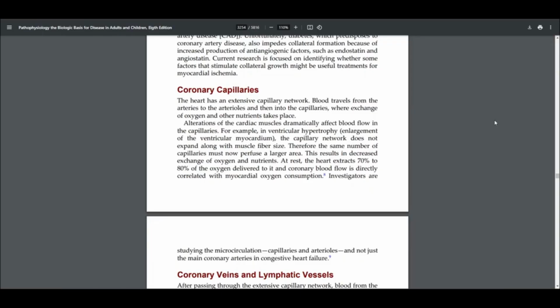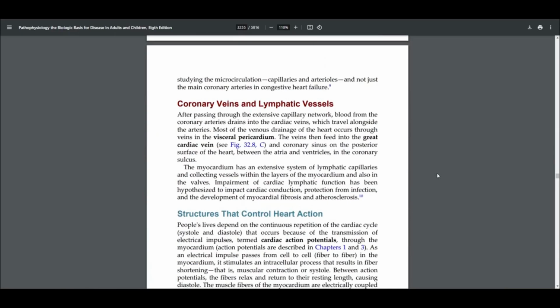At rest, the heart extracts 70% to 80% of the oxygen delivered to it, and the coronary blood flow is directly correlated with myocardial oxygen consumption. Investigators are studying the microcirculation, the capillaries and arterioles, and not just the main coronary arteries, in congestive heart failure. That's why the heart is cruel, it is greedy, it takes most of the oxygenated blood in all reality. But that's okay, that's what keeps us alive.